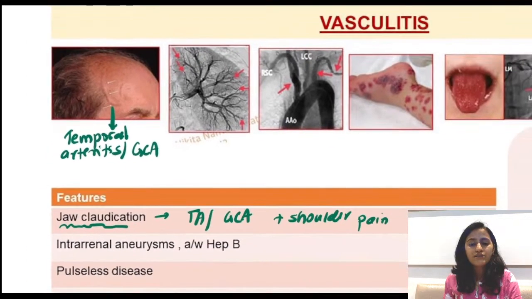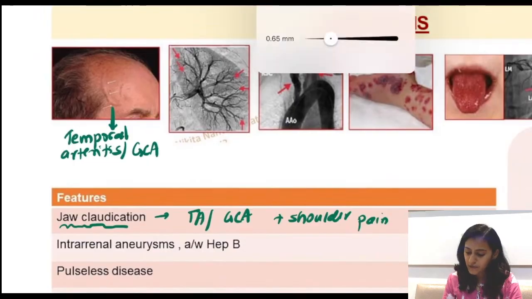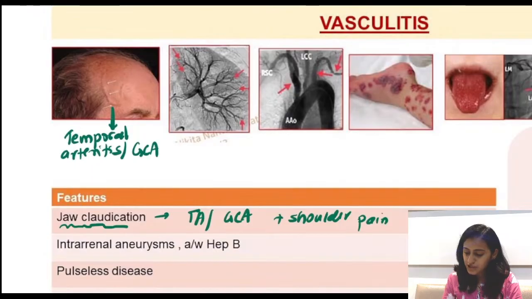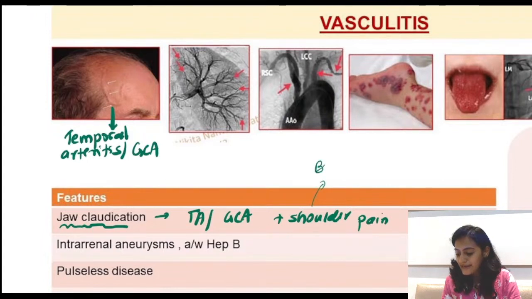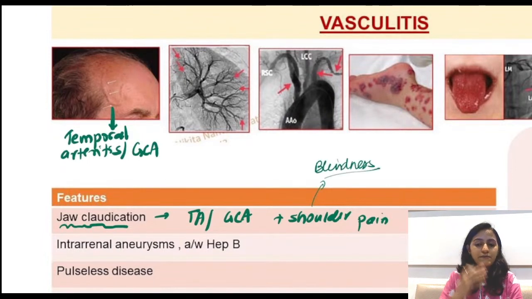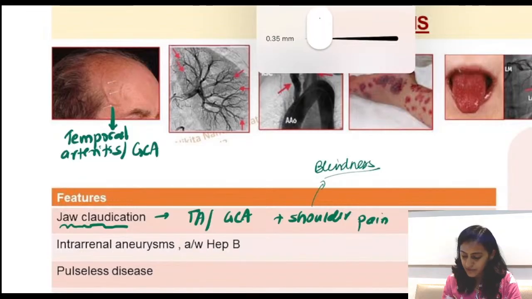So, what is this patient at risk of developing? This patient of temporal arteritis is at risk of developing which of the following complications? The patient is at risk of developing blindness as well, because of the ischemic optic neuropathy. So that is what we should remember here.